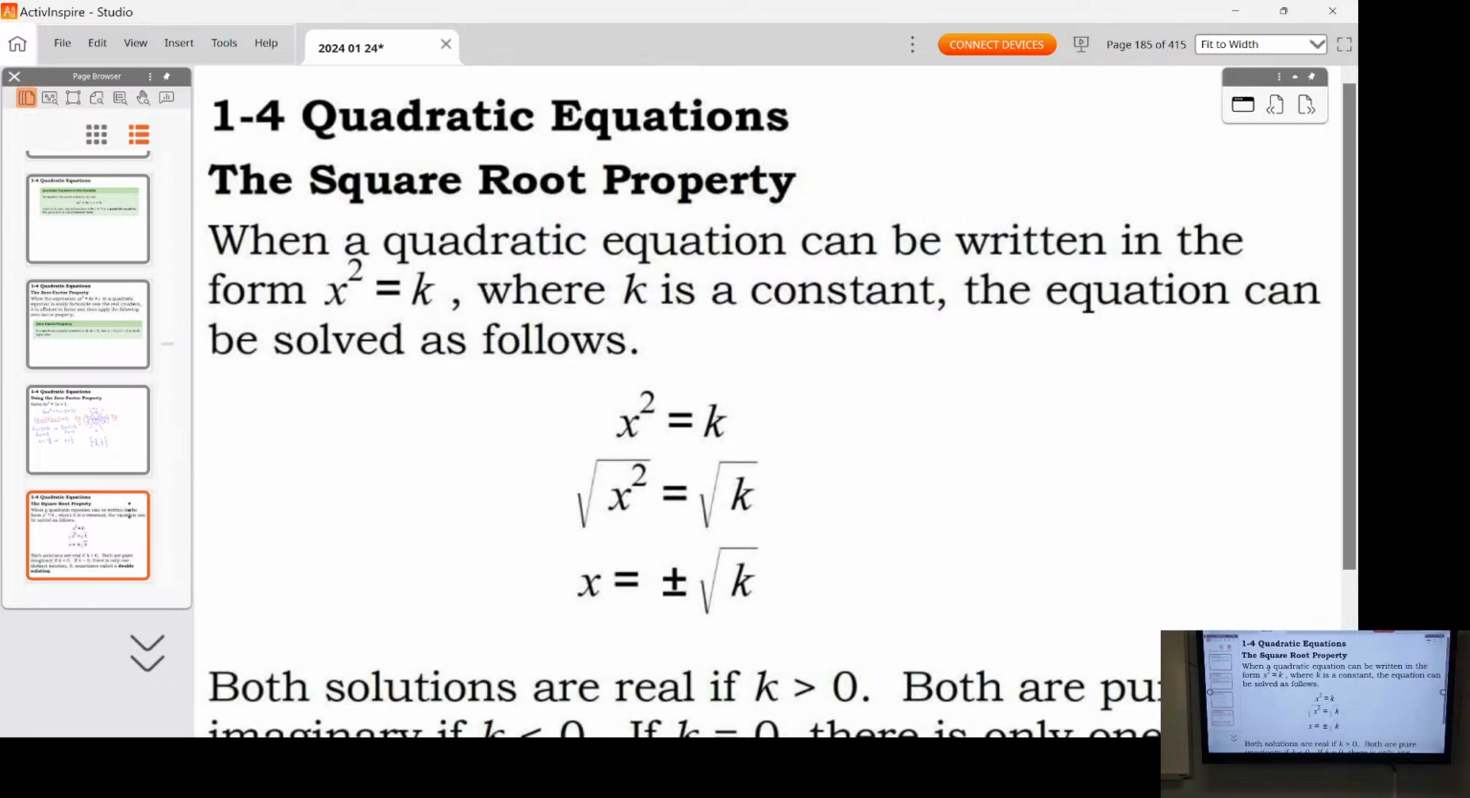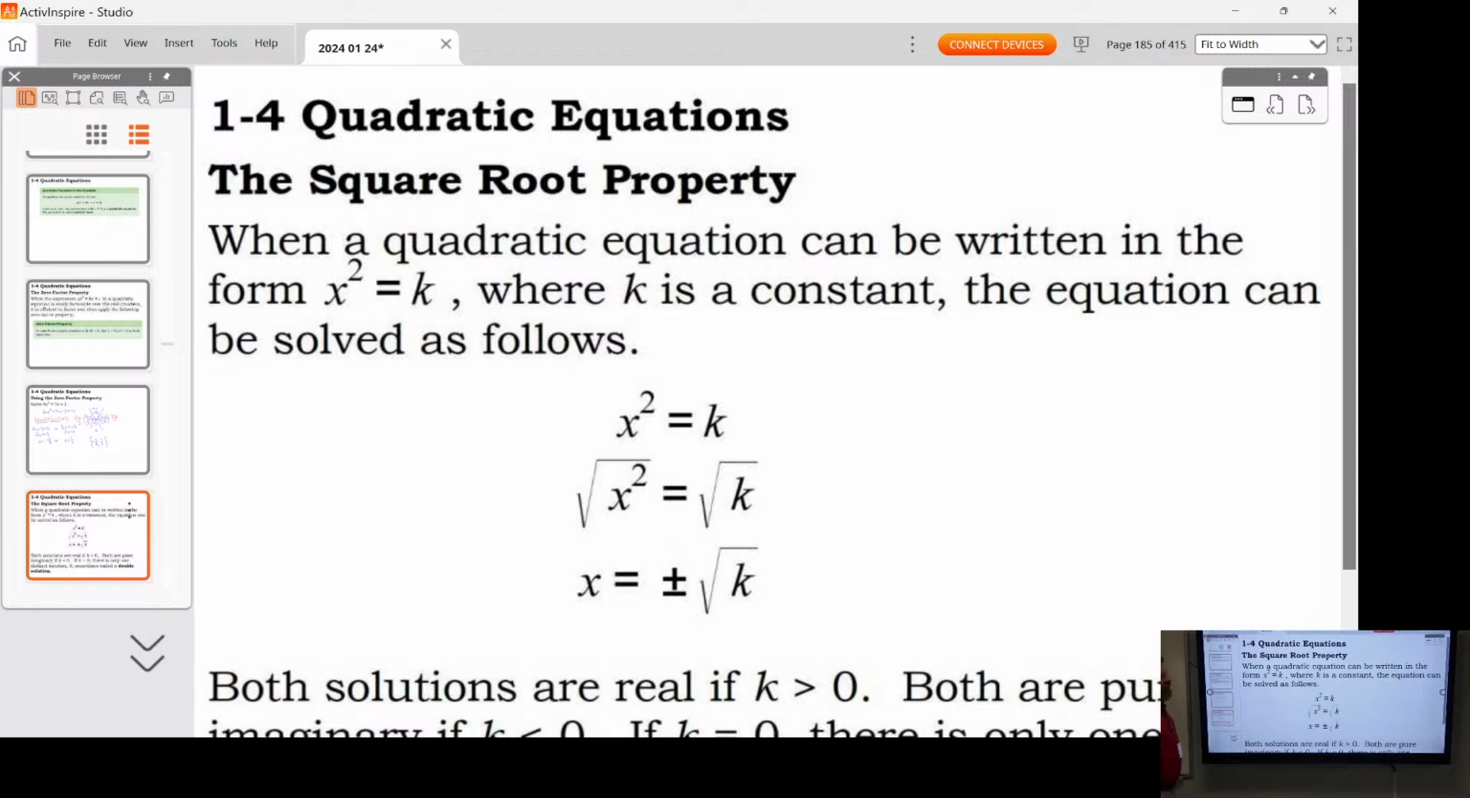Okay. If I can write a quadratic in the form x squared equals k, I've got x squared, which is a perfect square, equal to some constant k, some number. If that happens, we can use what's called the square root property. Typically speaking, there's not going to be a linear term. Like instead of having ax squared plus bx plus c, the bx will be gone. If the bx is gone, it's very, very easy to use the square root property. To do that, you get the constant by itself and then take the square root of both sides.